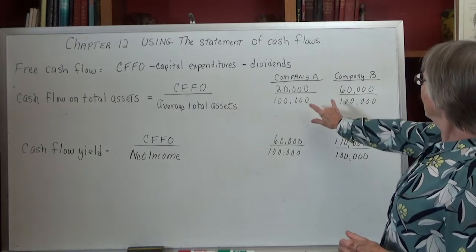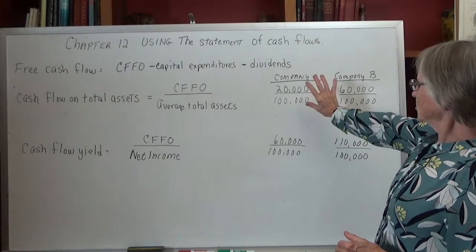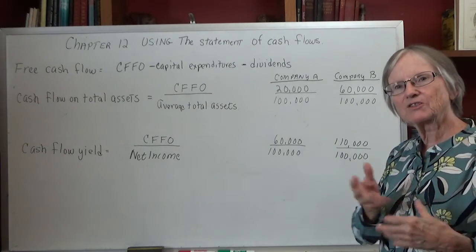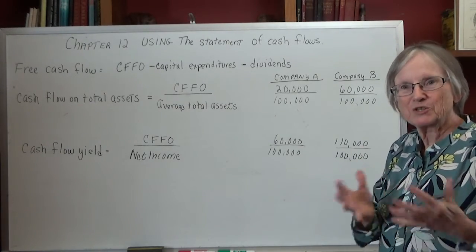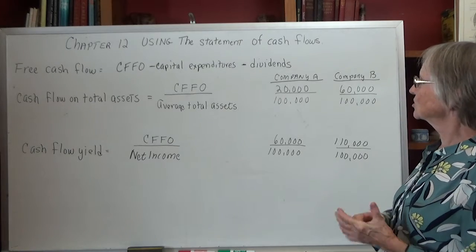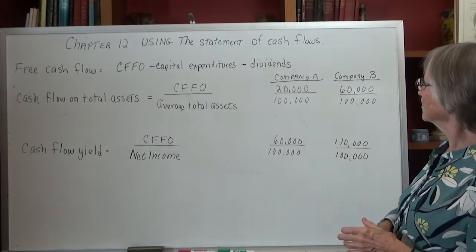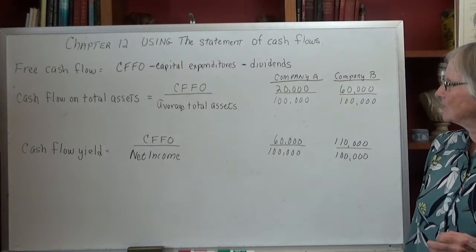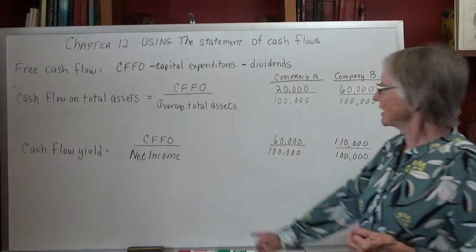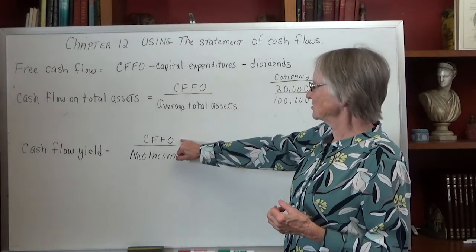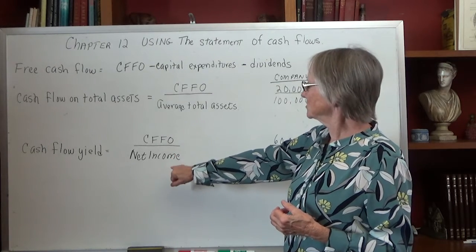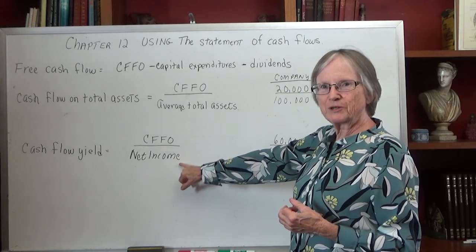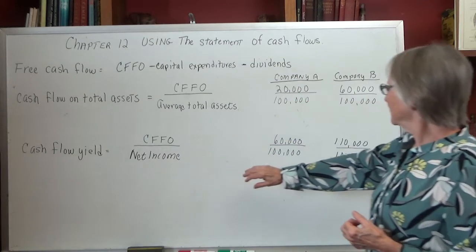Well, which company do you want to work for, invest in, or own? Sometimes it is just helpful to plug in some numbers and see what these ratios are actually telling us. So obviously, with cash flow on total assets, you'd rather have more than less. Another measure is cash flow yield, and here you're taking your cash flow from operating activities and dividing it by net income. And this one is a pretty good one to be aware of.